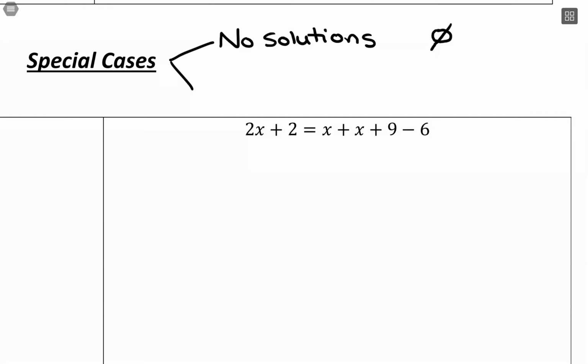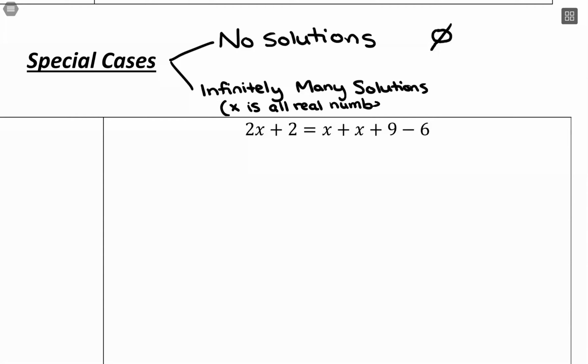The other case is infinitely many solutions, where absolutely anything can be a solution. So you can see it written like this. You could also see the phrasing, x is all real numbers. Real numbers are any numbers that you can plot on a number line. So we would just say x is all real numbers.